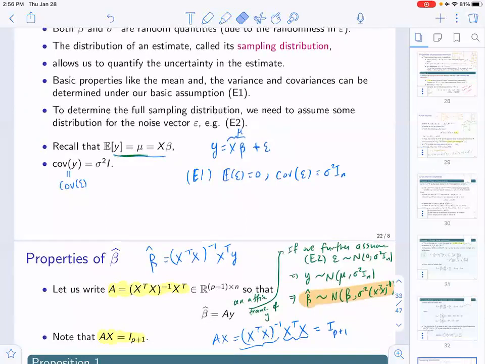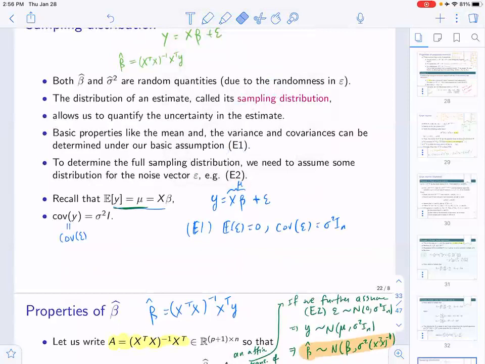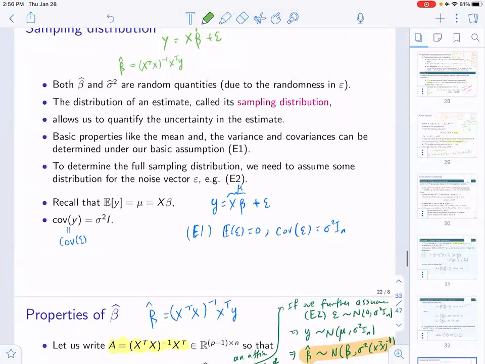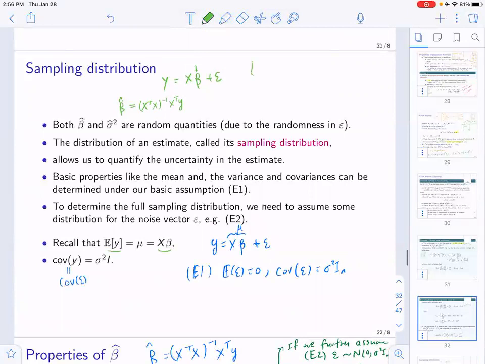The only thing we need at this point is that the expectation of y is just X beta, because we assume that the expectation of the noise is 0. So our assumption was that the expectation of epsilon is 0, and the covariance of epsilon is sigma squared.